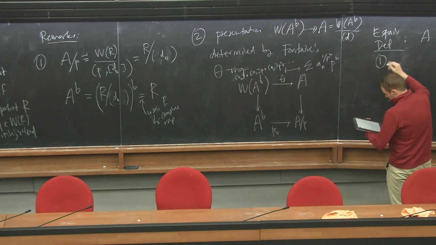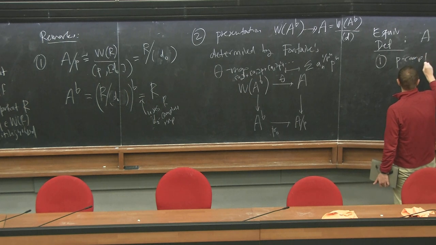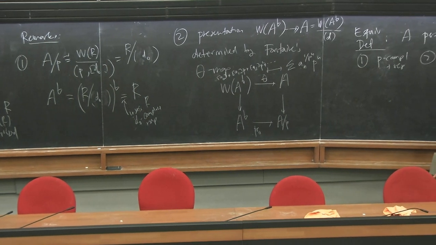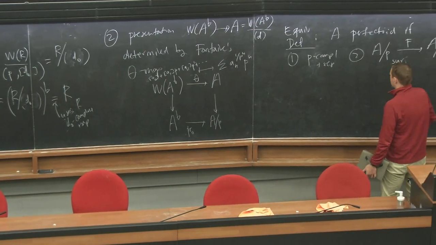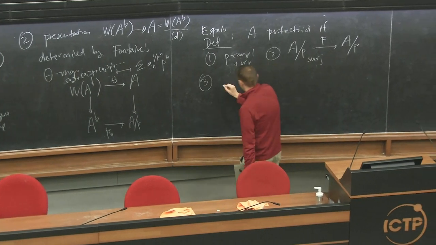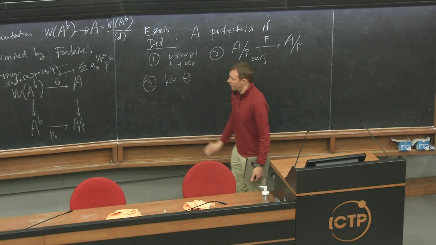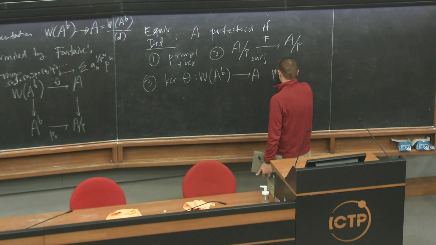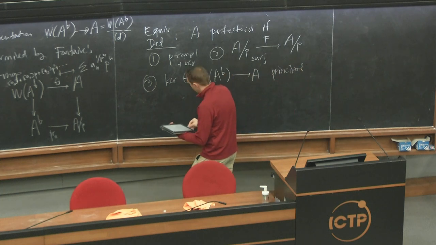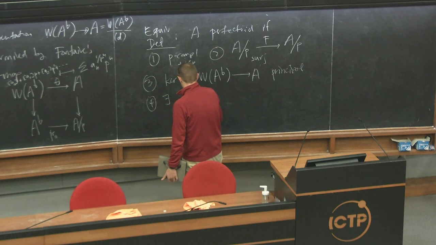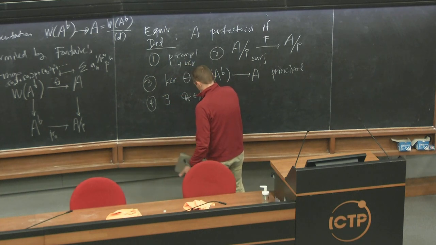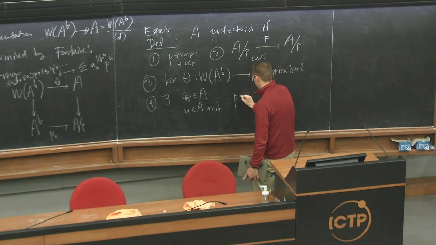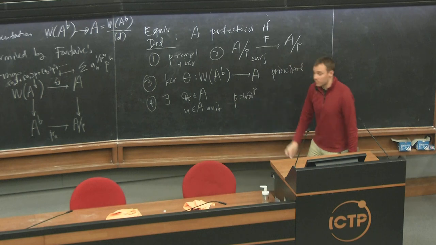if four things hold. One, A is p-complete and separated. Two, the Frobenius map on A mod p is surjective. Three, the kernel of Fontaine's theta map is principal. And four, there exists a pi and a unit u in A such that p is pi to the p times u.